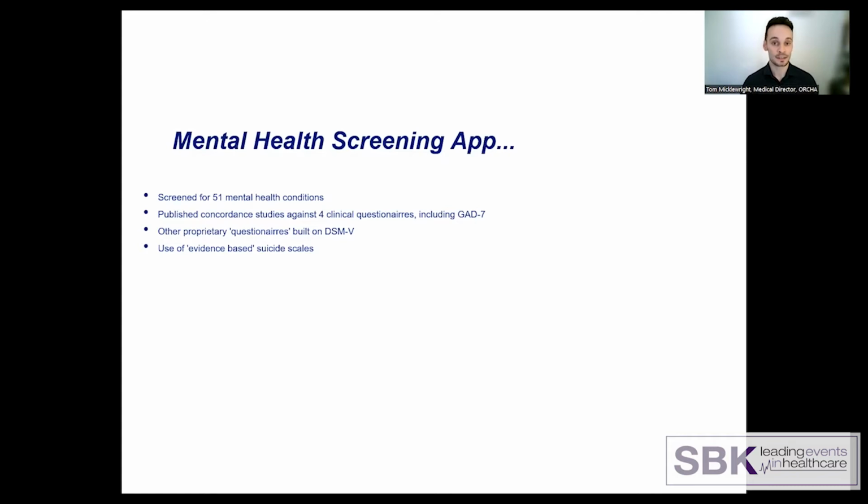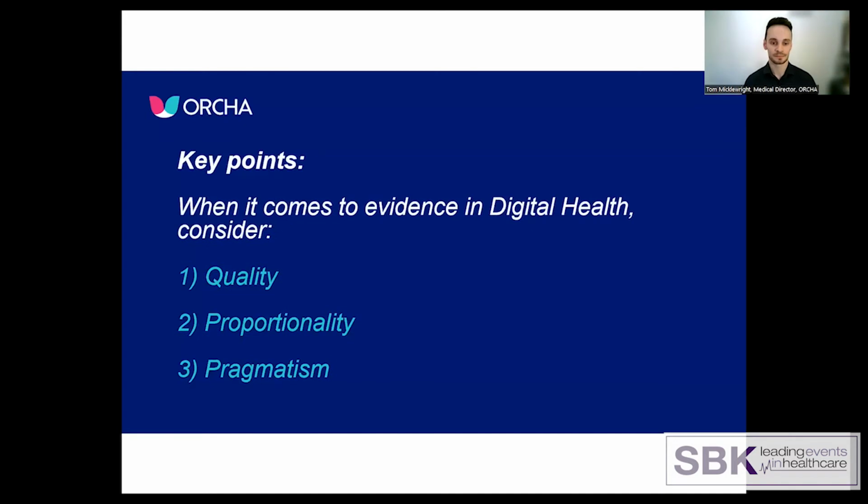So this was a good example of where, yes, there was evidence, but was the evidence appropriate? Was it of decent quality? And the answer was no, and we weren't happy to host this app on any of our formularies or libraries. Next slide. So when it comes to evidence, like I said, we want to be looking at the quality, the proportionality, and also for being pragmatic in our expectations. Next slide.